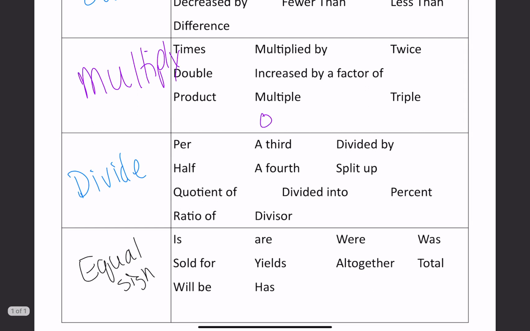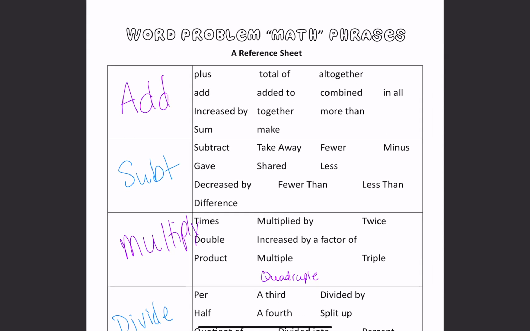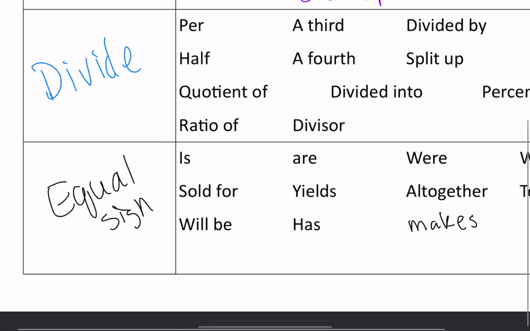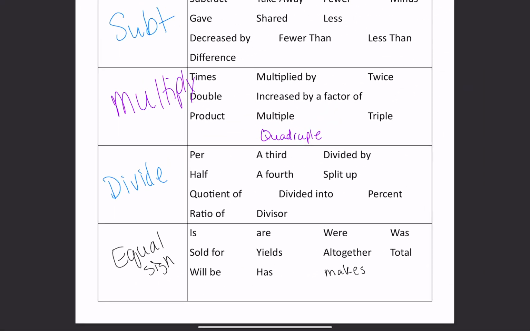Another multiply is one that's called quadruple. And another one you can put in here is the word makes for equal. And see how make is both for add and for equal. So just be careful with that.